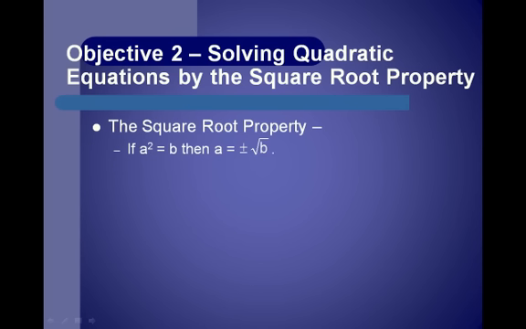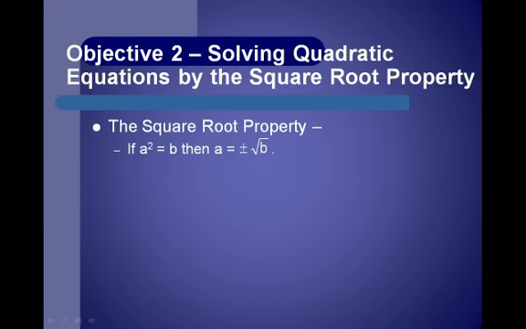Okay, objective 2 is solving quadratic equations by the square root property. Now the square root property says if a squared is equal to b, then a is equal to plus or minus the square root of b.